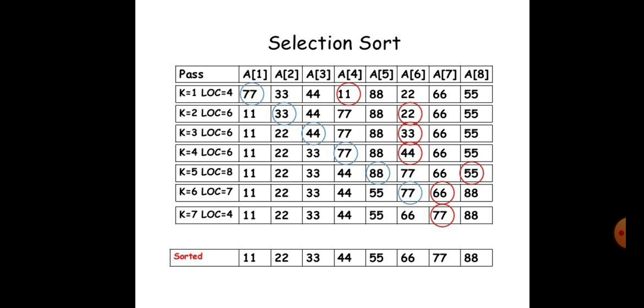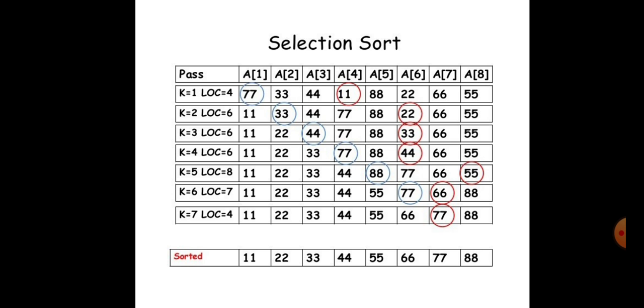See, 77, 33, 44, 11, 88, 22, 66, 55 are the given array of elements. Now we are going to sort these given elements in an ascending order. Okay, so what is the main mechanism? That we have to take the minimum element from the unsorted array and put it in the sorted array. Okay, so let us see how we are going to do it.